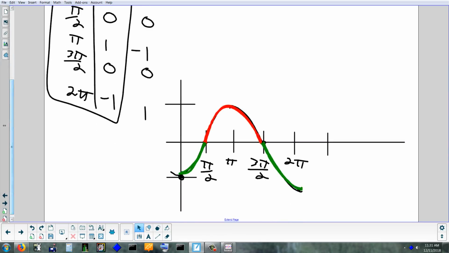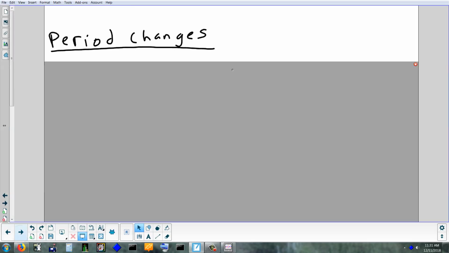Okay, any questions on that one? Okay, so there's your different kinds of amplitude changes, including putting a negative in front, which causes a reflection. All right, the last thing we're going to look at is a period change. So in terms of sound, period change I think is the most interesting one that you can do different things with.